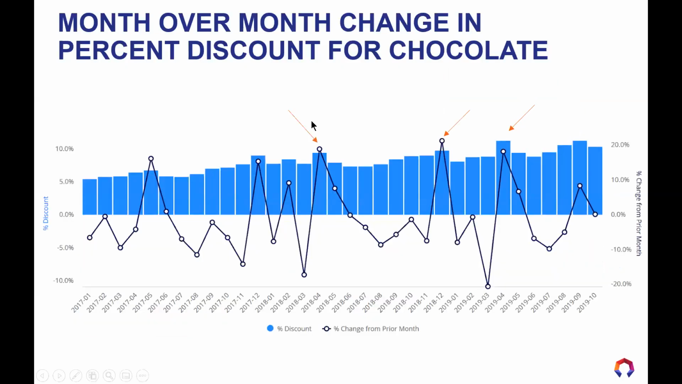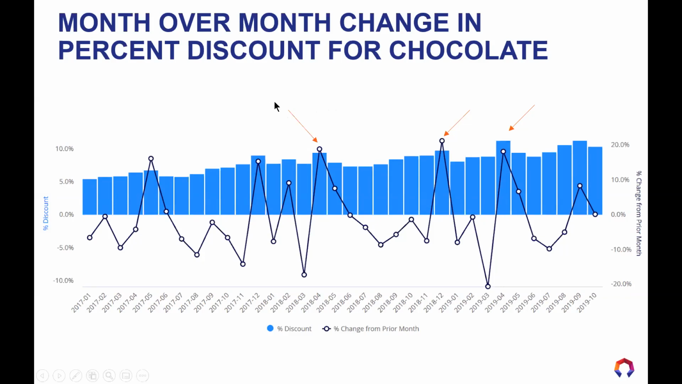What we're doing here is looking at the percentage discount in the blue bar and then the month-over-month change, the same way we were looking at it before. We're seeing these big increases around April and in the holiday season. Wonder what holiday that is, where discount jumps up a little bit from what we expect as normal.